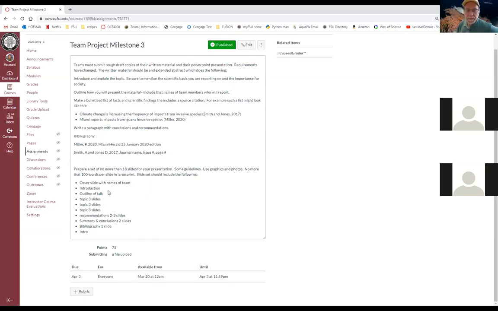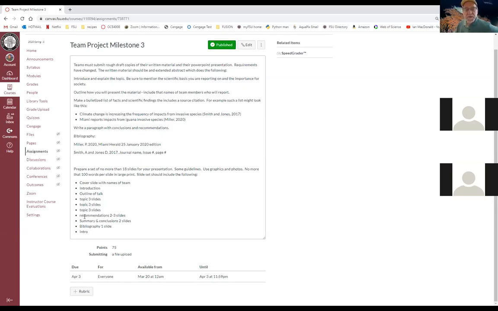The way that most teams have done this, there's been one person who stands up and does this introduction and explains the names and the outline, etc. And then there are a series of people who present topics within the overall thing. So there'll be a topic and no more than three slides per topic. And in this case, I've envisioned that there are three different topics that three different people are covering.